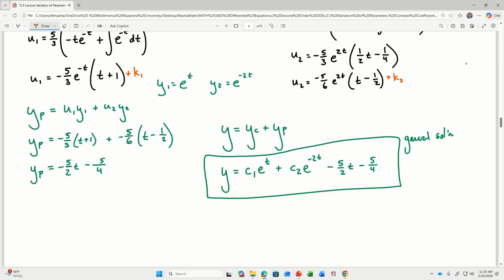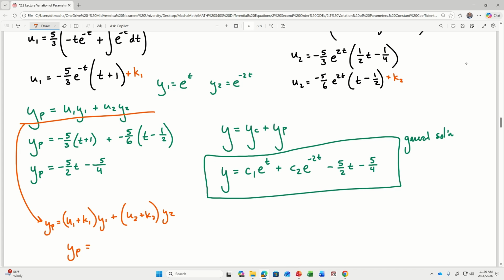But what would that look like now when I go to my particular solution, and my particular solution is supposed to look like this? I would have u1 times y1. Well, what if I had u1 plus a constant from antiderivatives times y1? And then I would have u2 plus my constant from taking the antiderivative times y2. Well, then my expanded out particular solution would look like that, wouldn't it?